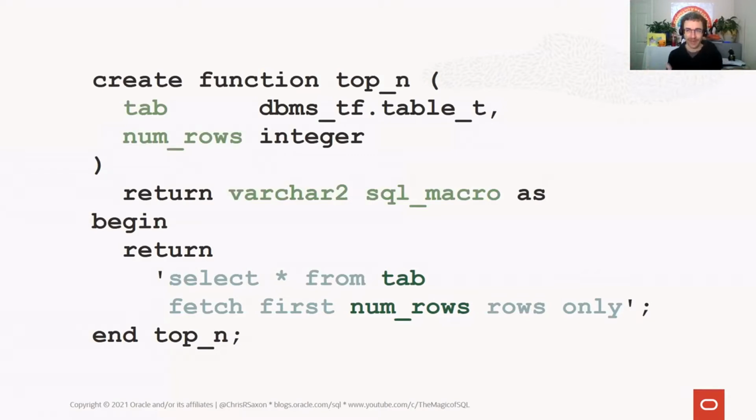And that's returning a SQL macro. I haven't said what type, so it is a table macro. So how does this actually work? How does the database figure out what's going on here?